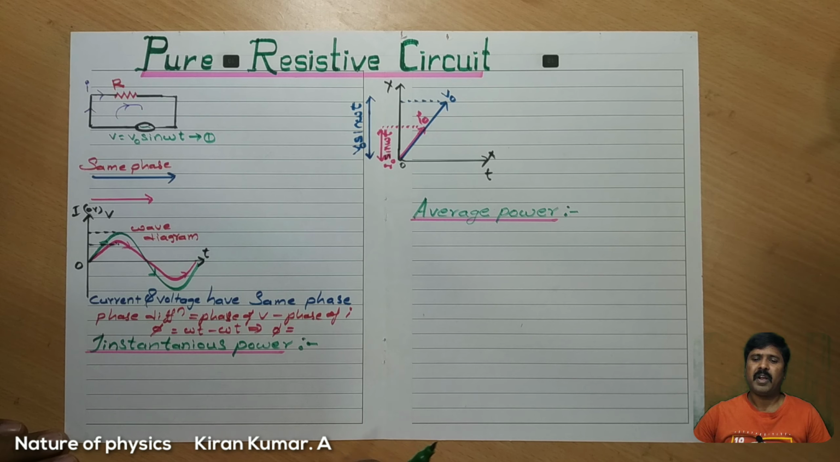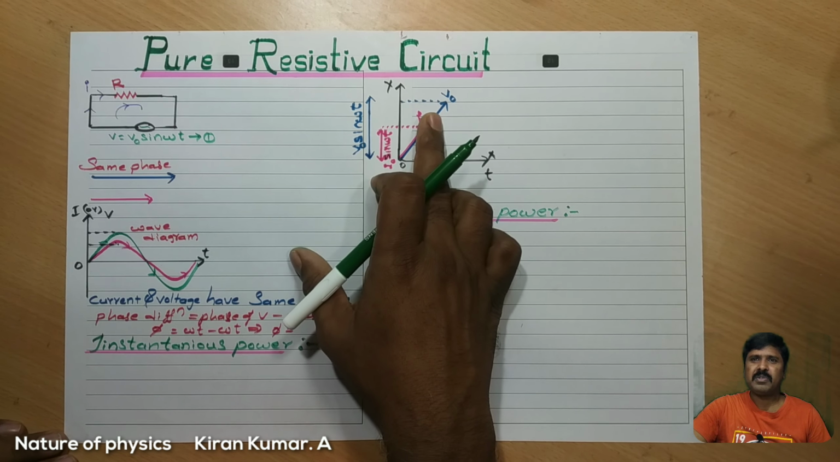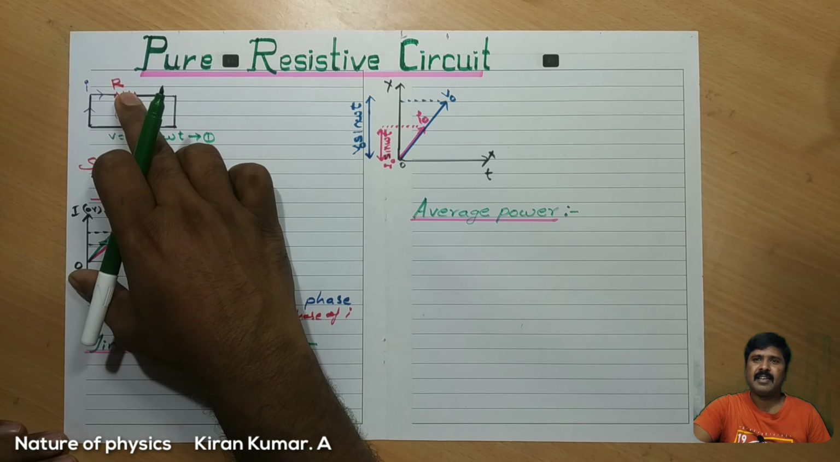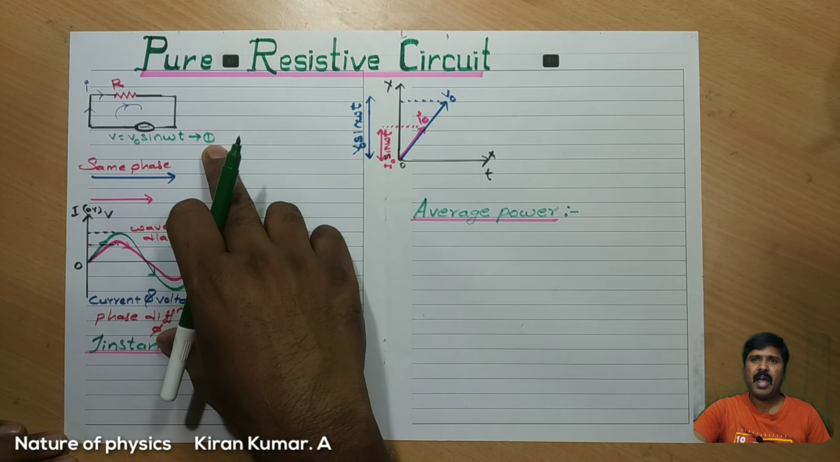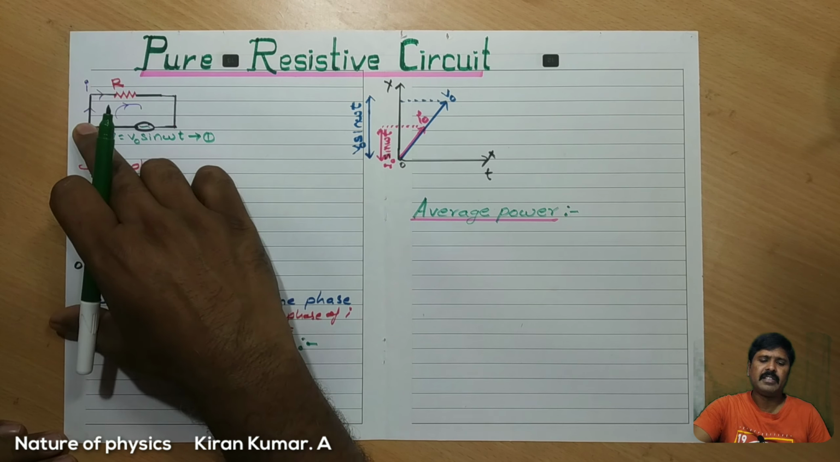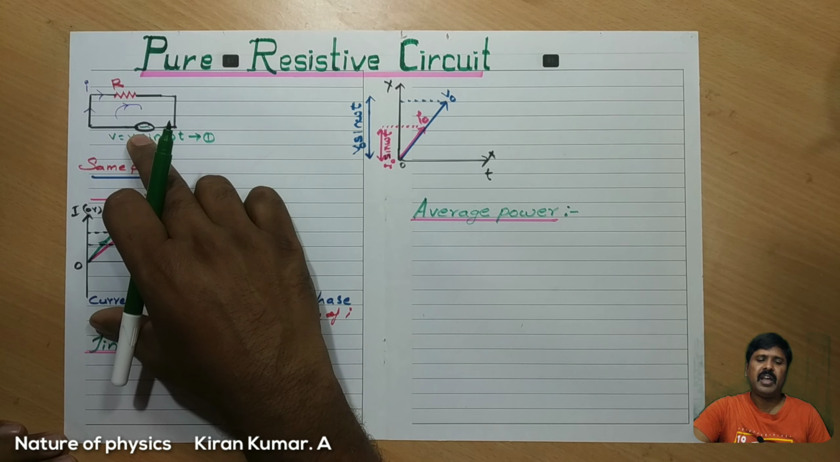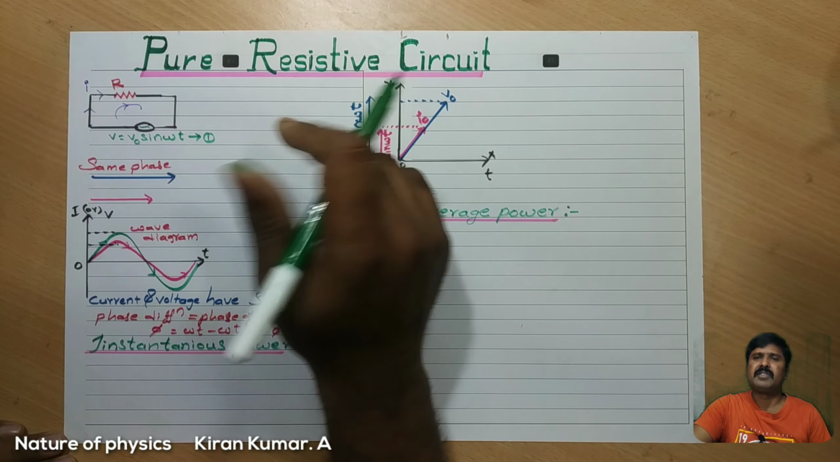Okay, so for a pure resistive circuit, considering R is the resistance, V is equal to V naught sin omega t is the applied voltage, and the current is released from the applied voltage and passes through the resistance.